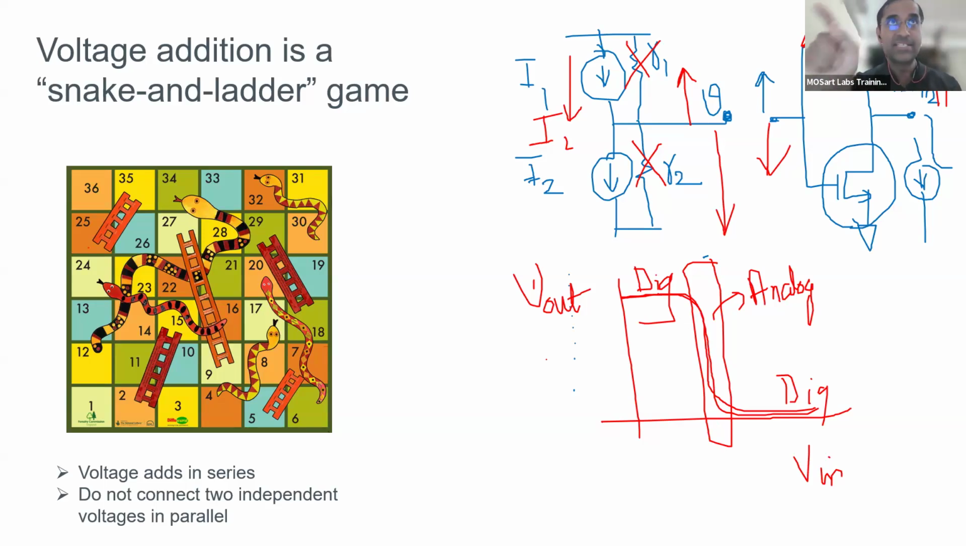Because in that region of operation, if you can somehow maintain your DC bias to be here, you get a very high gain. A small change in V in can actually give you a large change in V out. So it's a gain. It's an amplifier. It's a good small signal amplifier.